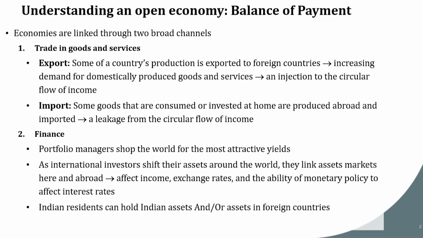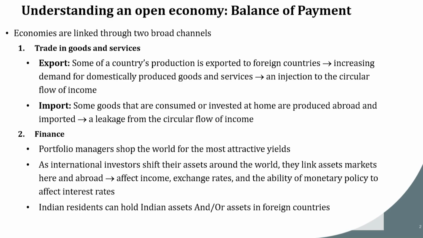To begin with, how is a country related to the rest of the world? The first is that there will be trade in goods and services. One component of trade in goods and services is the export. That means some of a country's production is exported to foreign countries, thereby increasing the demand for domestically produced goods and services. As we have seen in the previous session, when discussing the circular flow, we identified that export is an injection to the circular flow of income. So, that is the export.